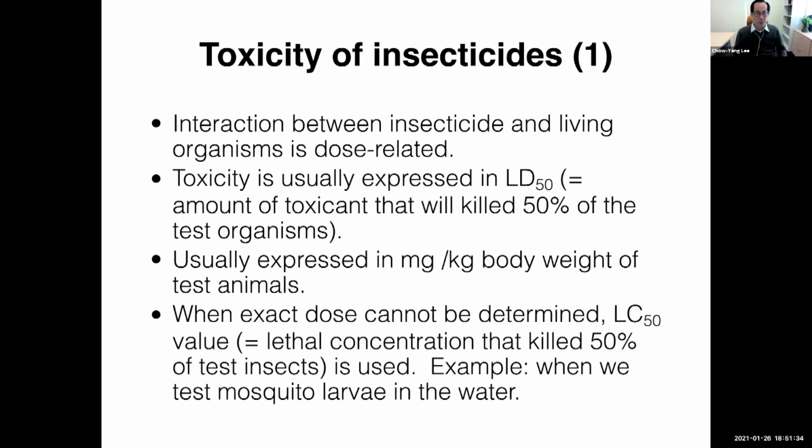For example, you are testing mosquito larvae, larvicide in the water. You are not able to know how much insecticide the insect contacted. In that situation, you will express it in the form of LC50. That is the concentration of the solution that you place your larvae in, and that is the lethal concentration that kills 50% of the test insects.